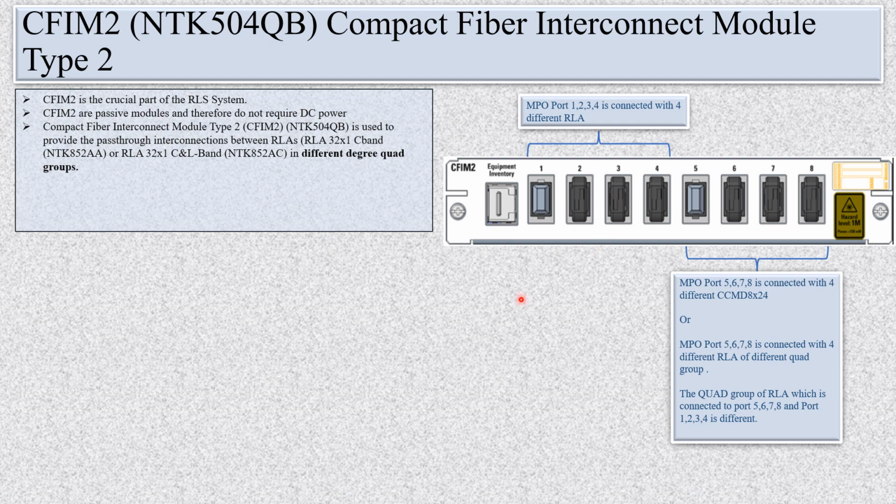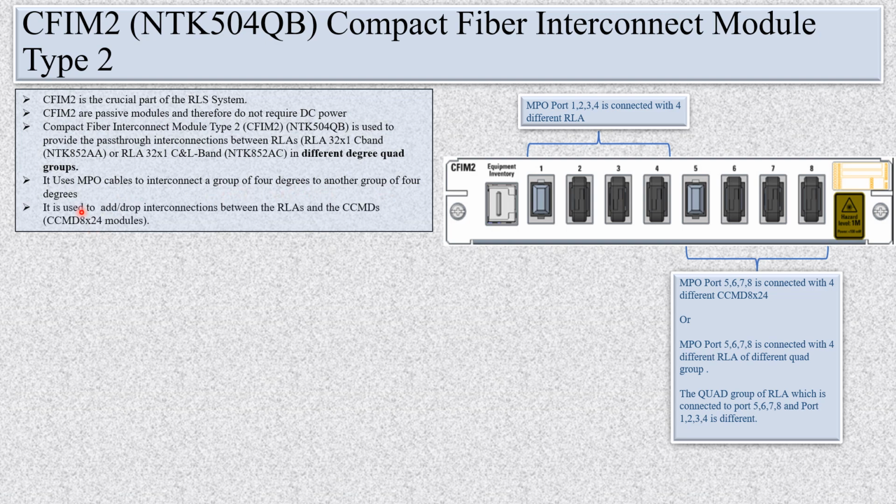So if you can see, if one RLA is connected here, it can communicate with all these 4 RLA of different quad groups. This is the statement: CFIM2 is used to communicate or interconnect between different degree quad groups. It uses MPO cable to interconnect a group of 4 degree to another group of 4 degree. Yes. So this is for 4 degree, this is for 4 degree. So in total, by CFIM2, we can use 8 degree.